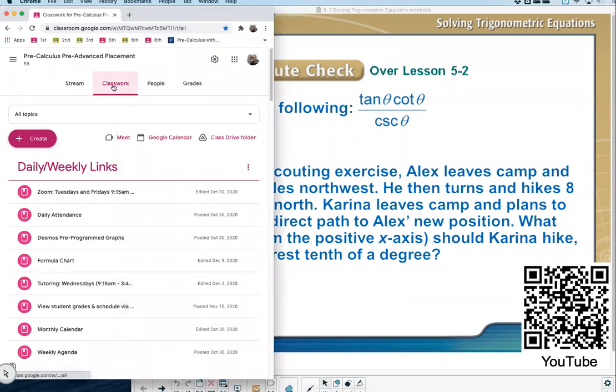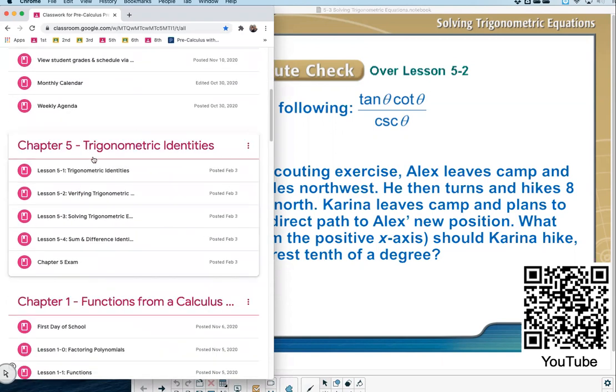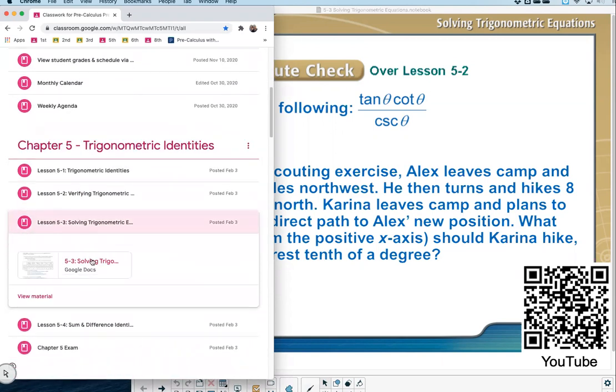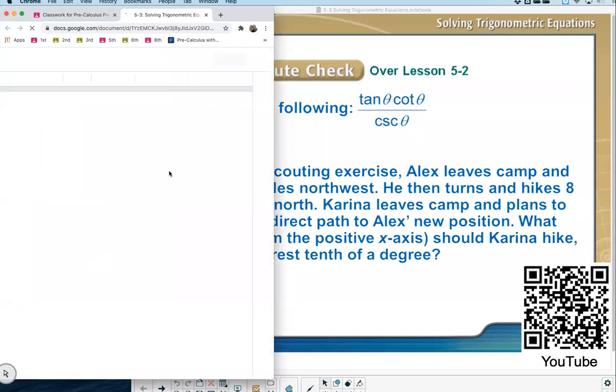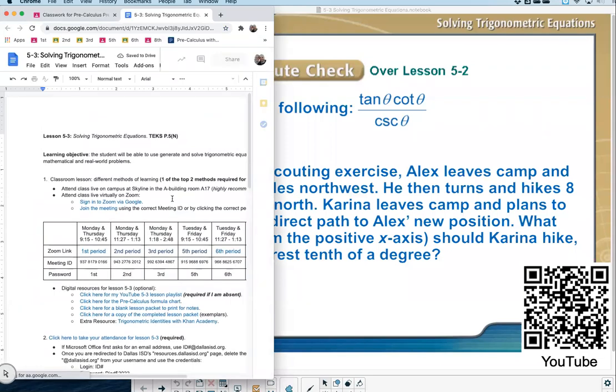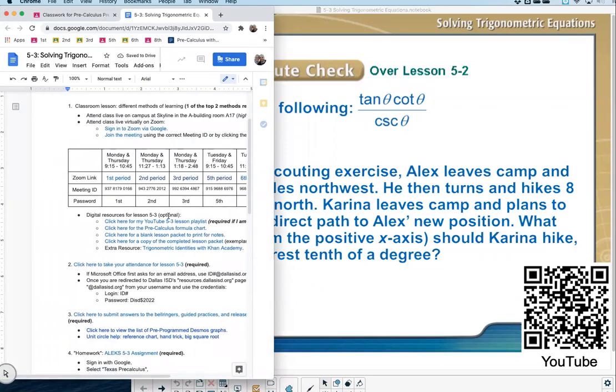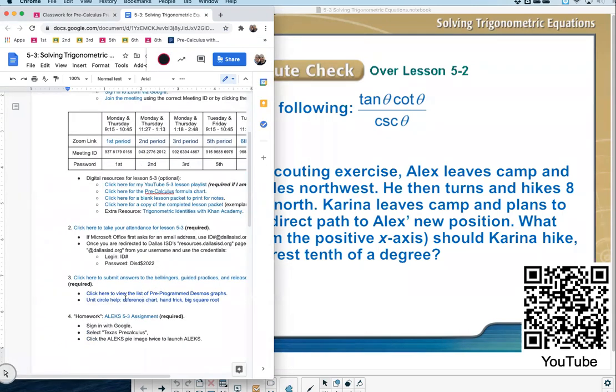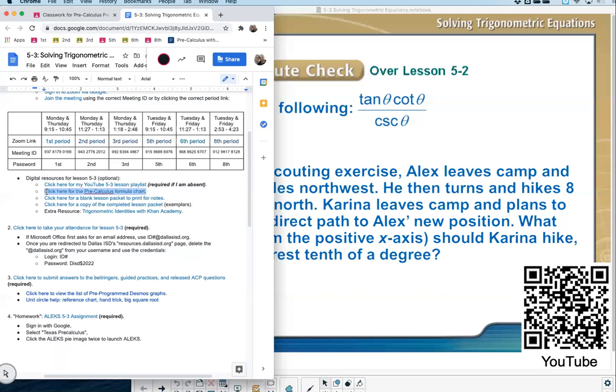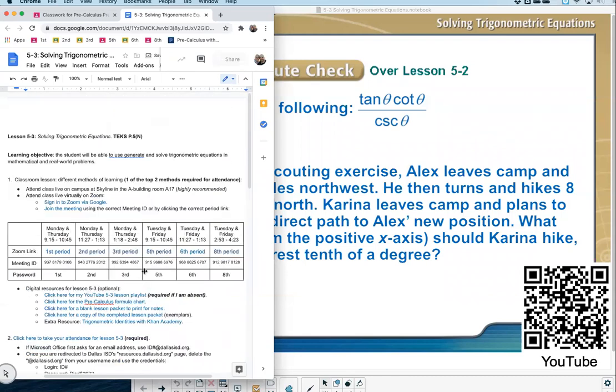If you want to open this up, go to your classwork. We will be on lesson 5.3, so we can open that up. A few things that would be very helpful today in particular, we might use our Desmos calculator, so I'd recommend you open that up. I'm going to copy here this formula chart. We're going to be using the formula chart here. So let me put this in between number 3 and number 4. Let me actually back up.